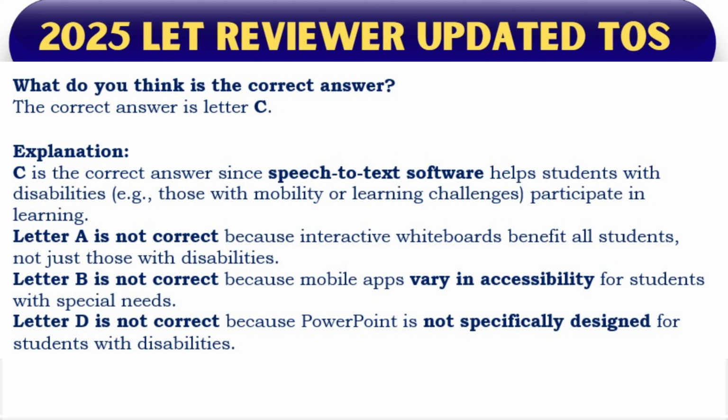Explanation. C is the correct answer since speech-to-text software helps students with disabilities, e.g., those with mobility or learning challenges, participate in learning. Letter A is not correct because interactive whiteboards benefit all students, not just those with disabilities. Letter B is not correct because mobile apps vary in accessibility for students with special needs. Letter D is not correct because PowerPoint is not specifically designed for students with disabilities.